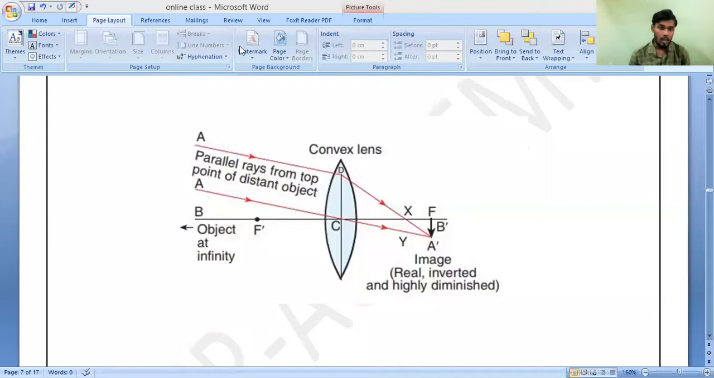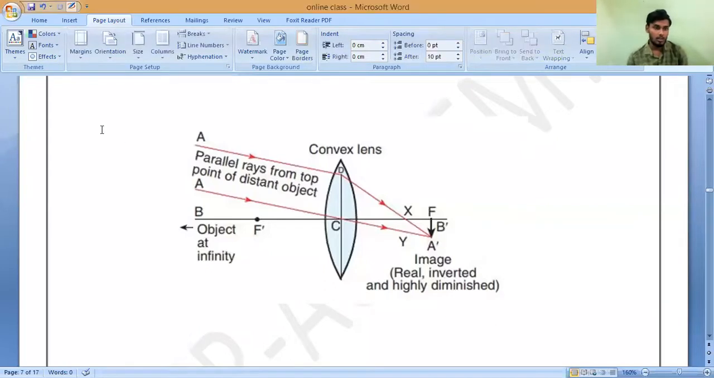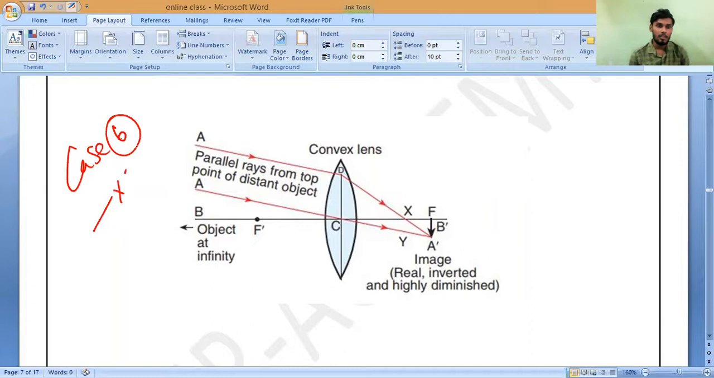In the exam, usually this case won't come. If it does come, you take this one. This is case number 6. If they ask you this case, try to draw this, because we can still show a highly diminished image at the focus. That is the main purpose. Understand? So what are the characteristics? Real image, inverted image, and highly diminished image.